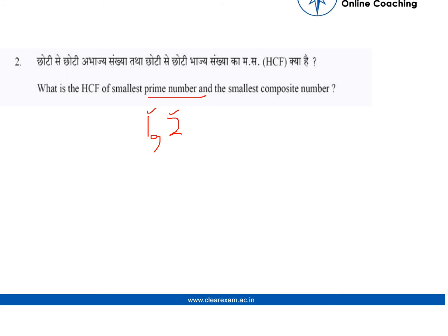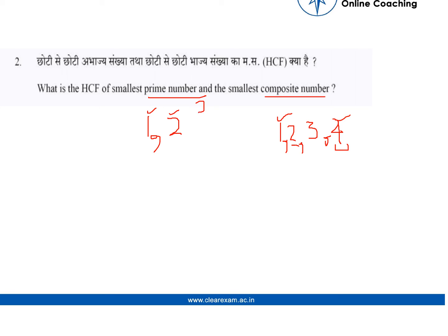Now let us understand what is a composite number. A composite number has more than two factors, which means apart from getting divided by number 1 and itself, it can also be divided by at least one integer or number. Now let us see the smallest composite number. The smallest composite number is 4. Why? Because it is divisible by 1, it is divisible by itself, as well as it is divisible by 2.